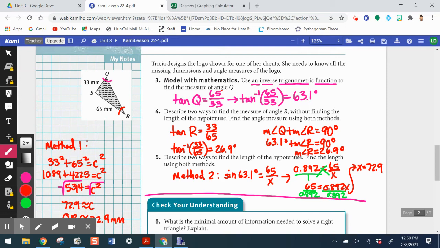Well, hopefully you're imagining that we can do that exact same process to find angle R. So in item 4, it says, describe 2 ways to find the measure of angle R without finding the length of the hypotenuse.